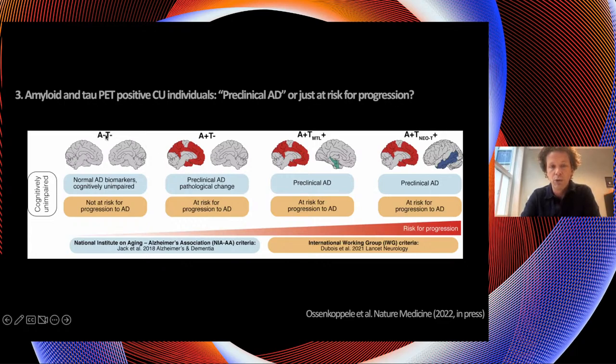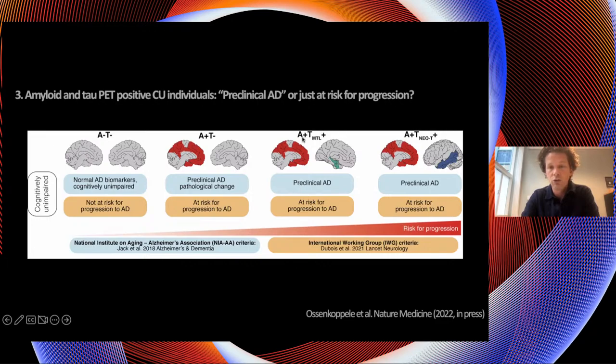So we had a group of people that were amyloid negative and tau negative, a group that was amyloid positive and tau negative, and a group that was amyloid positive and tau positive, either only in the medial temporal lobe or in the medial temporal lobe plus in the neocortex, as you can see here. And what you can see is that those two sets of criteria have a completely different way of naming those particular groups. And it begins already here, where an individual that's amyloid positive and tau negative would, by the International Working Group, be considered at risk for progression to Alzheimer's disease, whereas according to the NIA, this would be considered preclinical AD pathological change.